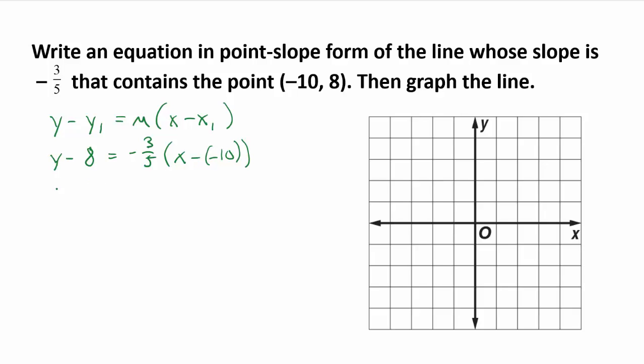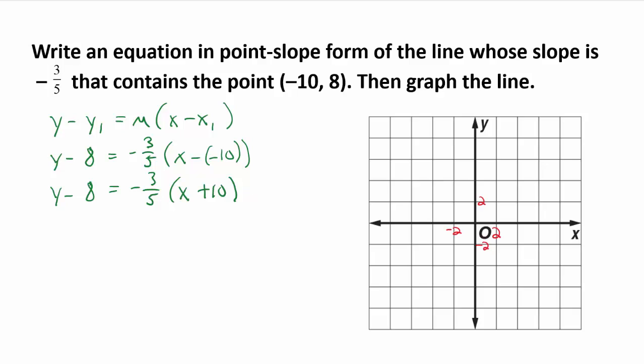Now if we simplify that, y minus 8 equals negative 3/5 x plus 10, because when you subtract a negative, you're going to add. So that's our answer there.